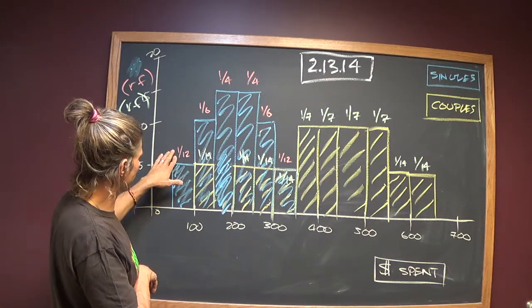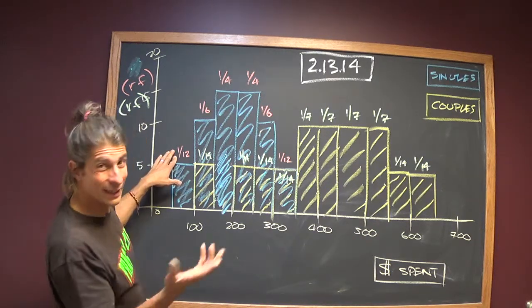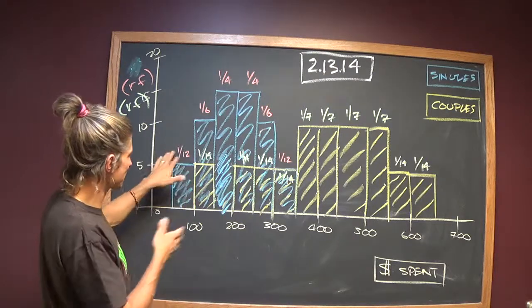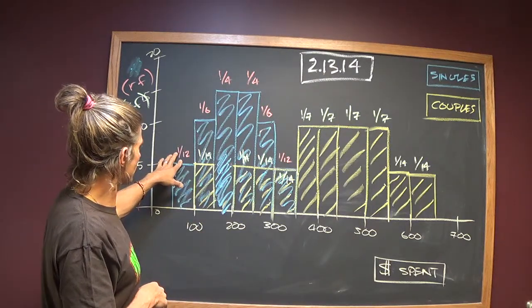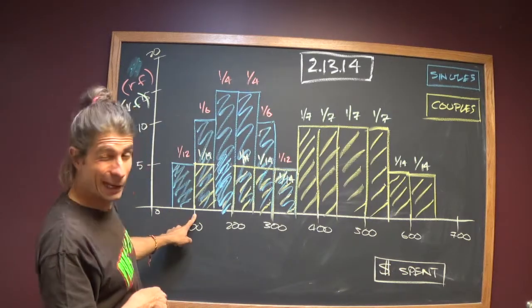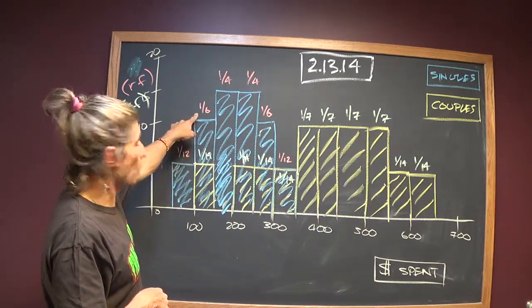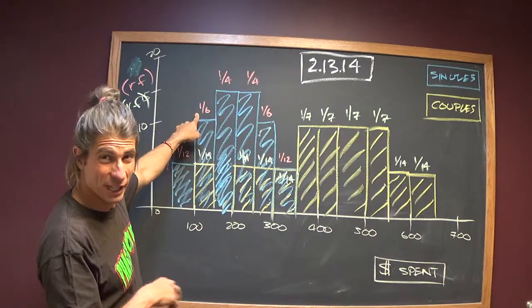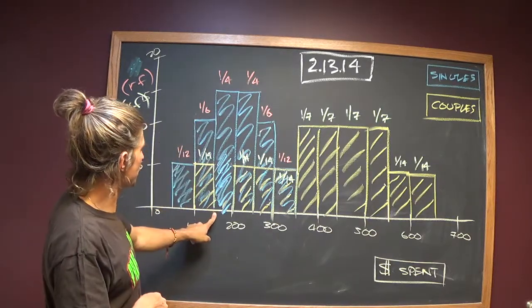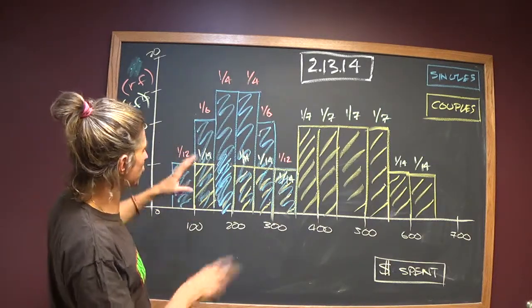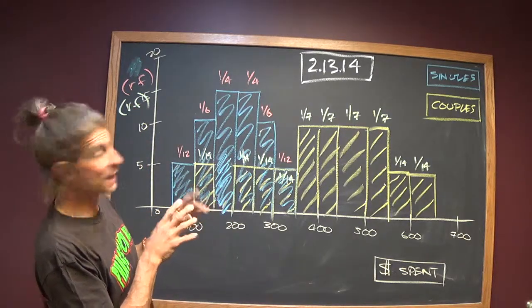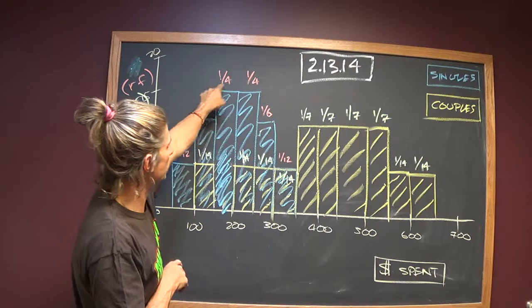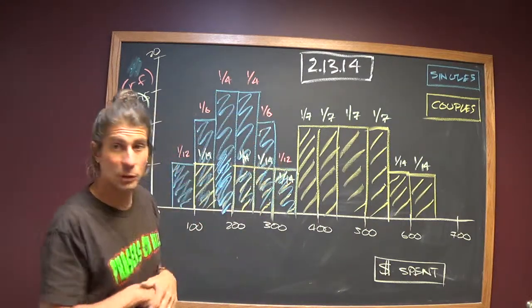So 1/12, or 5 out of 60, because there's 5 of them out of the 60, becomes 1/12, or about 8%. 1/12 are spending between $51 and $100. 1/6, 17%-ish, are spending between 100 and 150, and so forth and so on. So your relative frequencies for the singles are 1/12, 1/6, 1/4, 1/4, 1/6, and 1/12.